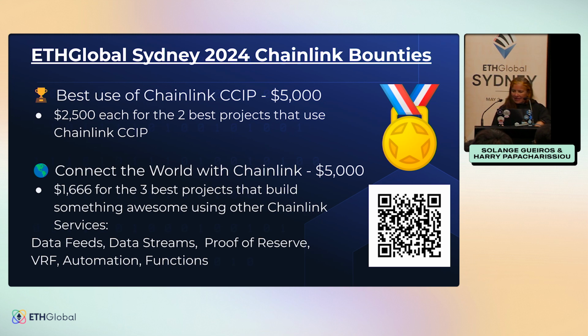Yeah, and just to finalize on the prizes, we're finishing now because I know we're at time. Best use of CCIP, 5,000, and then 2,500 each for the next 2 best. And then for any other Chainlink service that you use, if you need data, API calls, automation, randomness, proof of reserve, we have 1666 for the 3 best projects. So if you want to combine Chainlink services, you'd be eligible for both prize pools. If you have the time, I think that'd be a great idea.